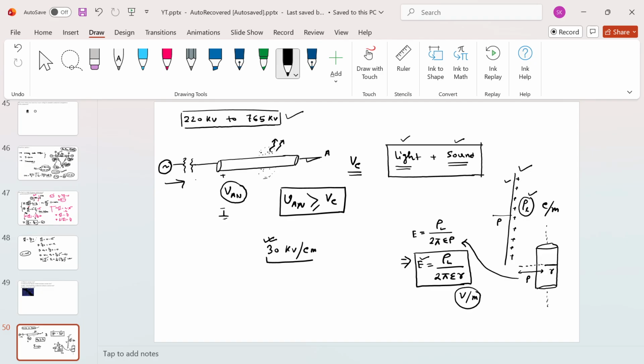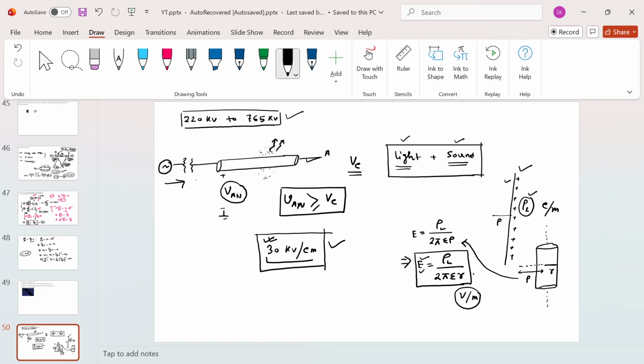Okay. And if this electric field is more than the critical value, the dielectric strength, the electric field that is required to ionize the air, then this much electric field is required to ionize the air. If you are getting more electric field because of the high voltage transmission, then your air will get ionized, and it will cause a corona loss, and you will get this sound and light energy and all. Okay.